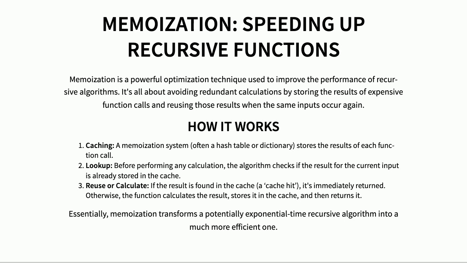If it is, great, you just grab it and return it instantly. If not, you calculate the result, save it in the cache for later use, then give you the answer. It's a fantastic way to avoid repeating yourself and dramatically improve performance.